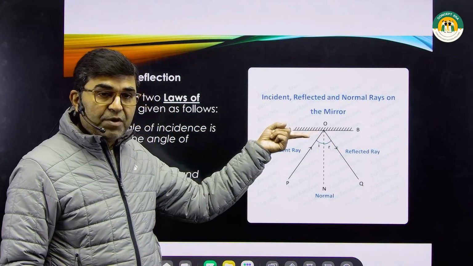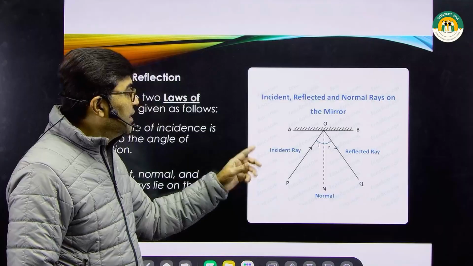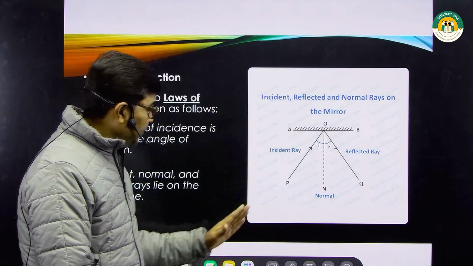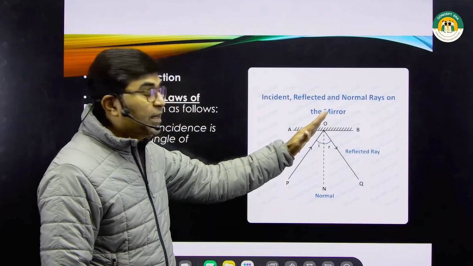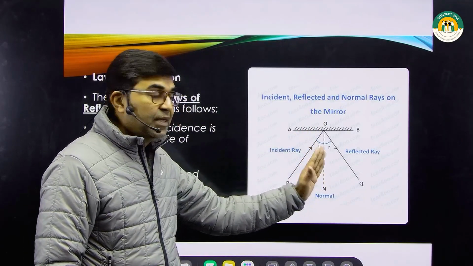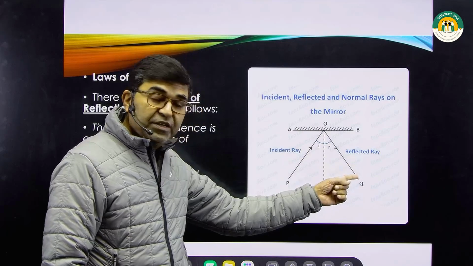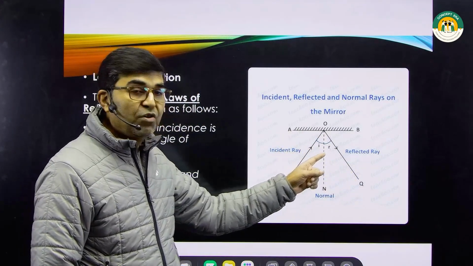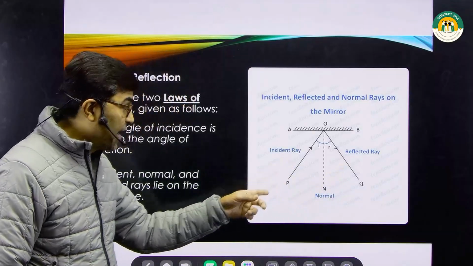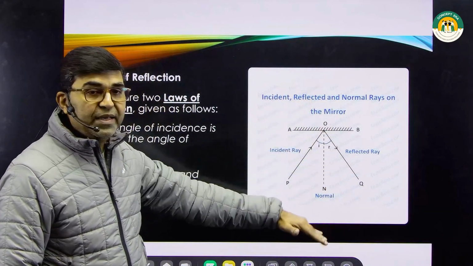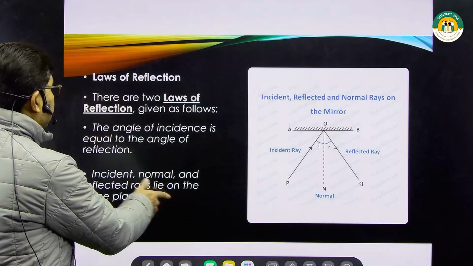If we are talking about reflection from a plane mirror, it follows two laws. First, the angle of incidence with the normal and the angle of the reflected ray with the normal both are equal. So the angle of incidence is always equal to the angle of reflection, and the incident ray, the reflected ray, and the normal all lie in the same plane.